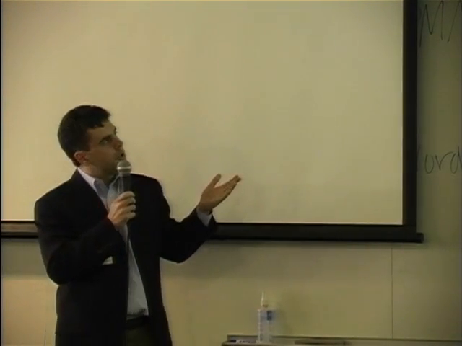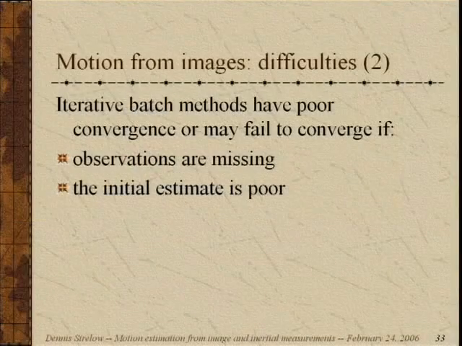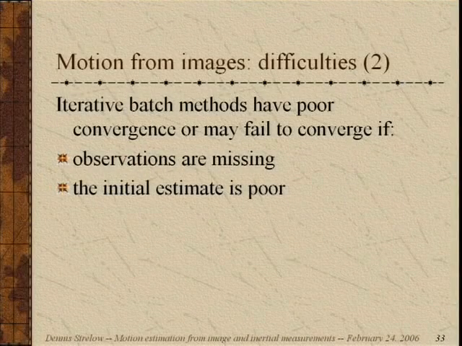Okay, in addition, an iterative batch method like bundle adjustment can still have poor convergence or fail to converge if observations are missing, which is a case we're really interested in. You know, for example, if at any one time in any one image we're only seeing 10% of the scene or 1% of the scene, and we don't have a good initial estimate of what the full motion was, that's a problem. Or if the initial estimate's poor.